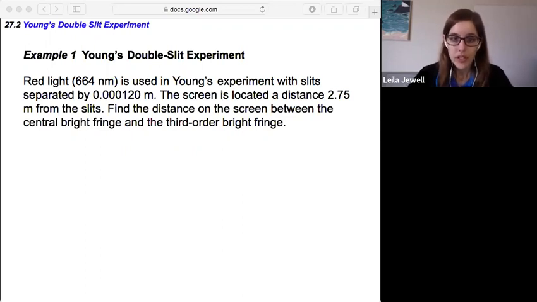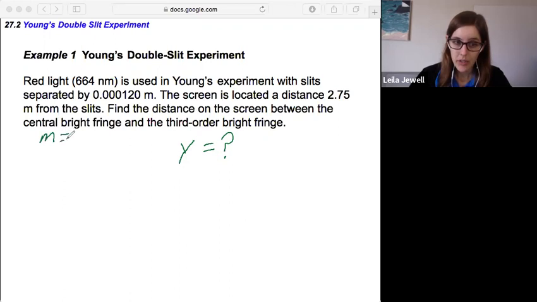So notice, if we think about what we're solving for here, it's that variable that I just talked about. It's asking for the distance between the central bright fringe and the third order bright fringe. It's asking us to solve for y. Now the central bright fringe, we already know, has an m equal to 0. So that one's easy. The third order, we want to be careful on. That's an important clue on this problem, that we want to pay attention to the third order bright fringe.